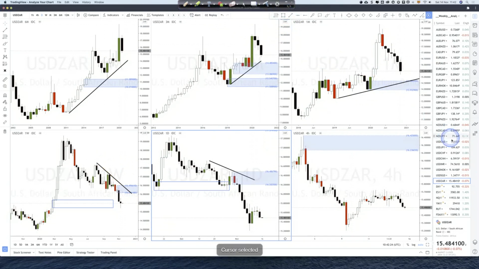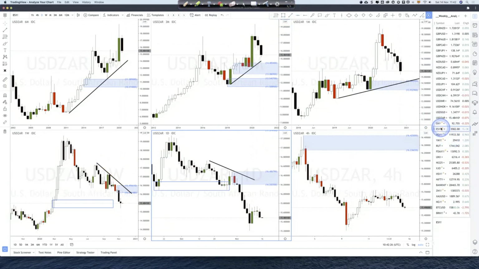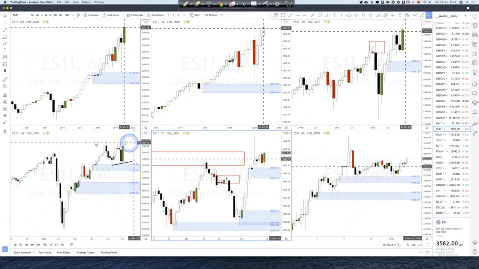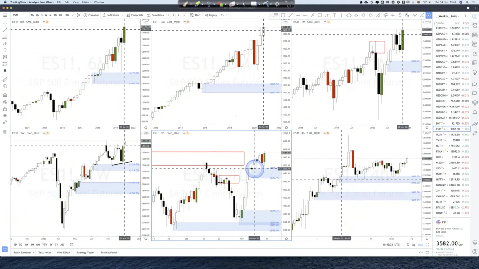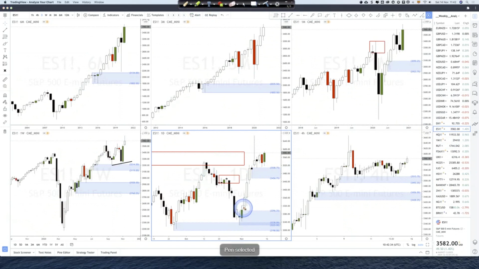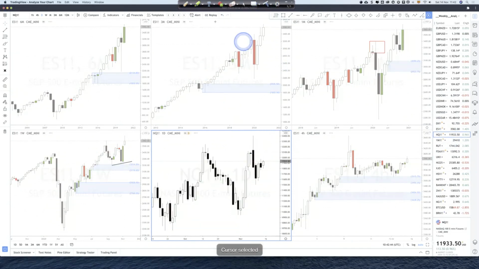And now the indexes, all of them have long bias. The S&P broke all-time highs again. Longs at the demand. It's a pity that price did not retrace to this super strong area of demand, and it did retrace to this poor area of demand, which is trying to break higher. Longs at the demand. Nasdaq, aggressive longs at the demand.